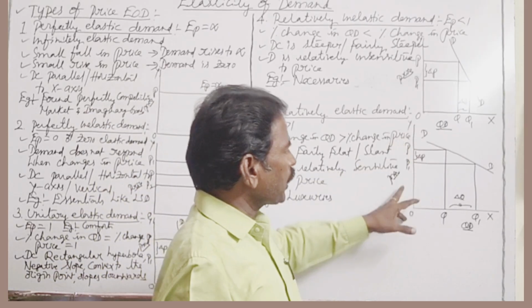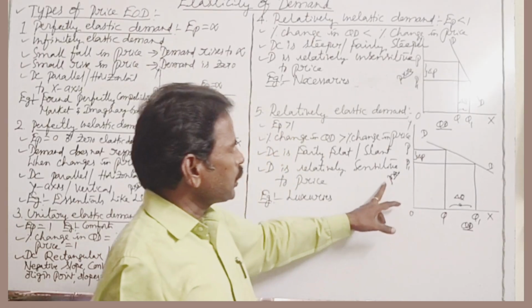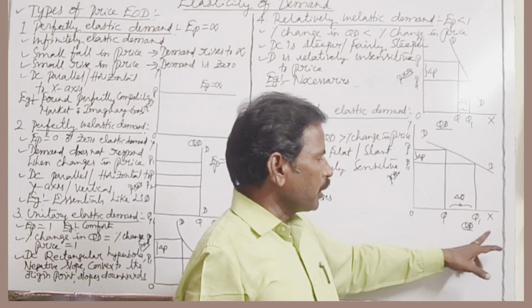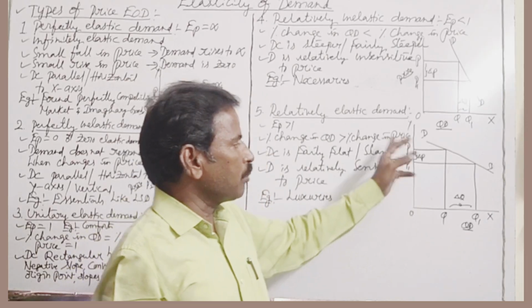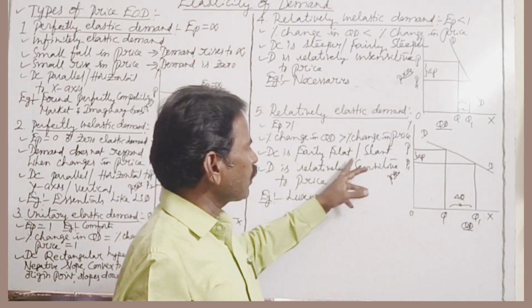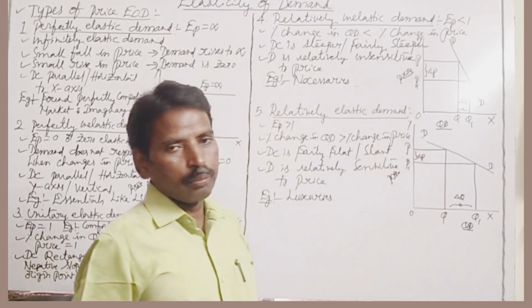If we observe the diagram, draw an L shape, mark YOX, price is measured on the Y axis, quantity demanded is measured on the X axis. DD is the demand curve, that is fairly flat or slant. So delta Q is greater than delta P.